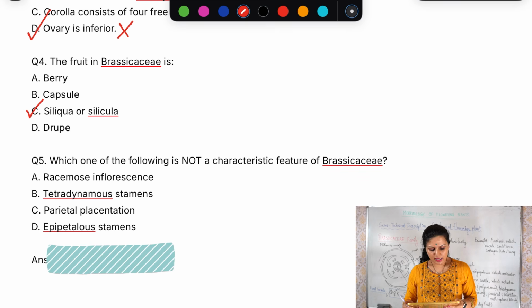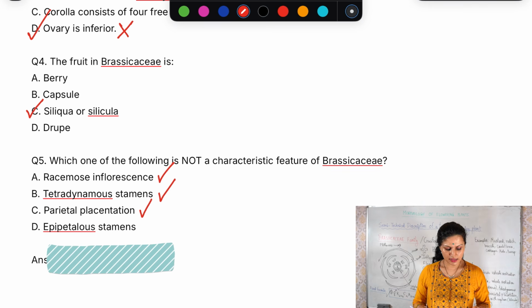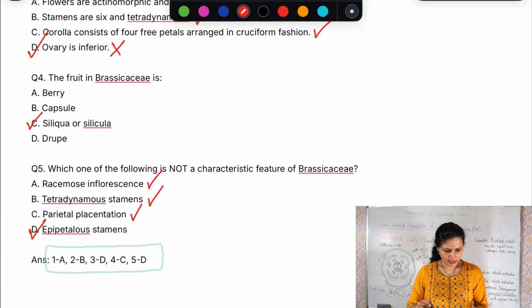Question number 5. Which of the following is not a characteristic feature of Brassicaceae? Racemose inflorescence is there. Tetradynamous stamens is there. Parietal placentation is there. Epipetalous stamens are not seen in Brassicaceae. It's a feature of Solanaceae family. Anyway, we will be learning that later. So epipetalous stamens is not a characteristic. So use your answer key: 1A, 2B, 3D, 4C and 5D.